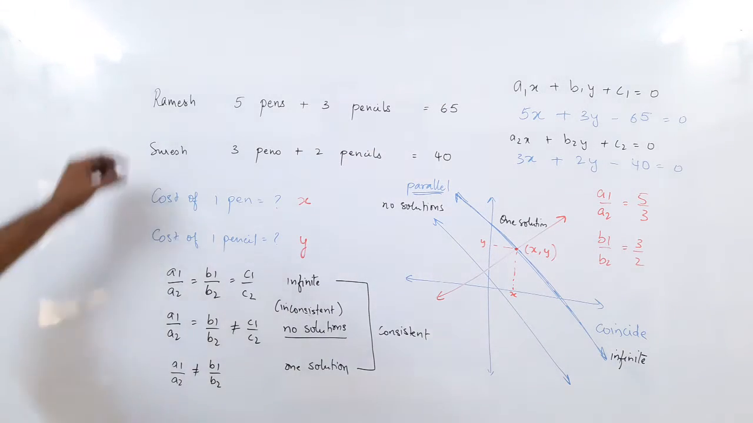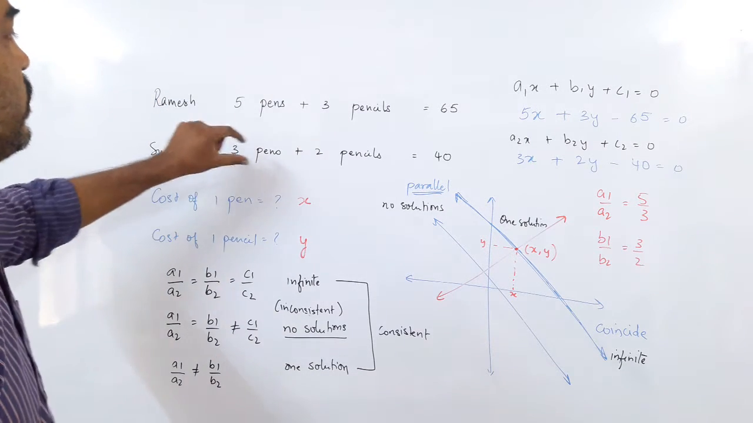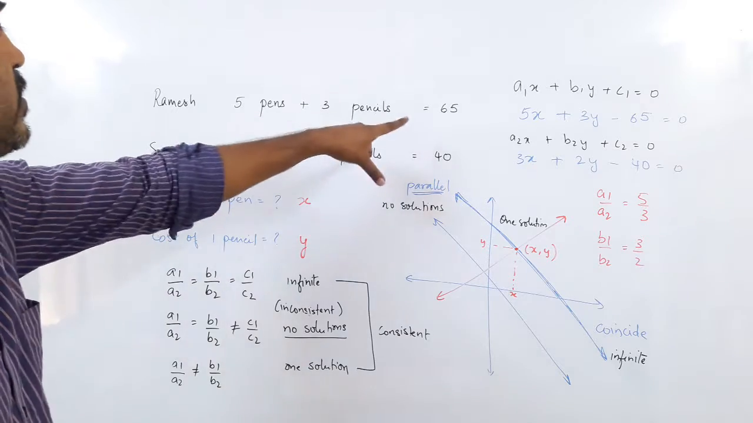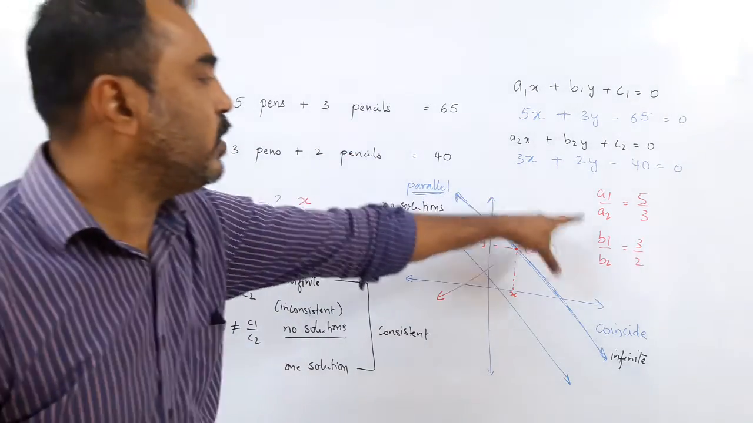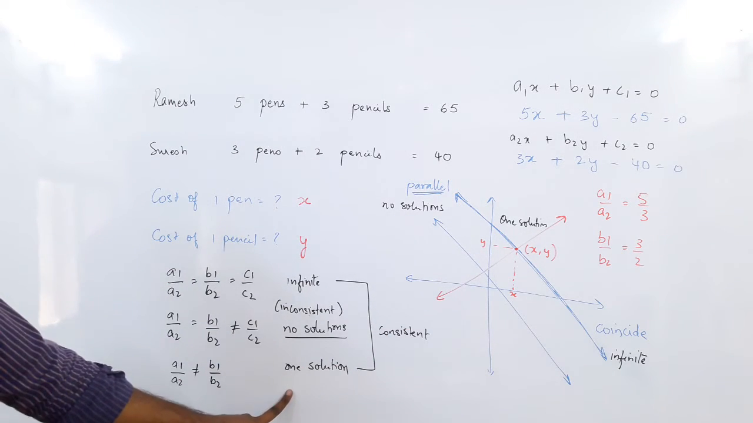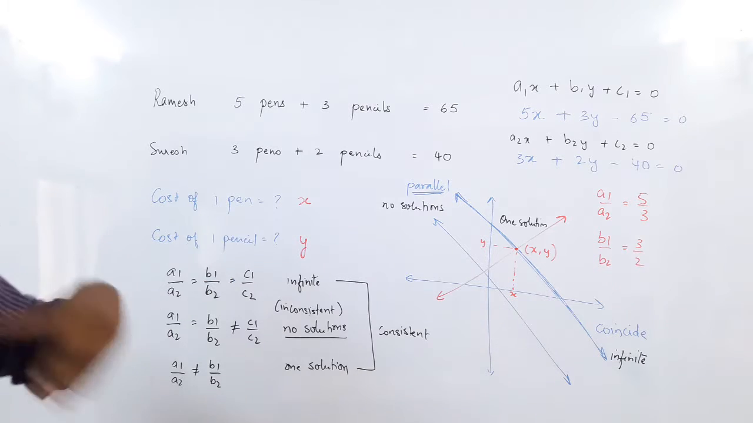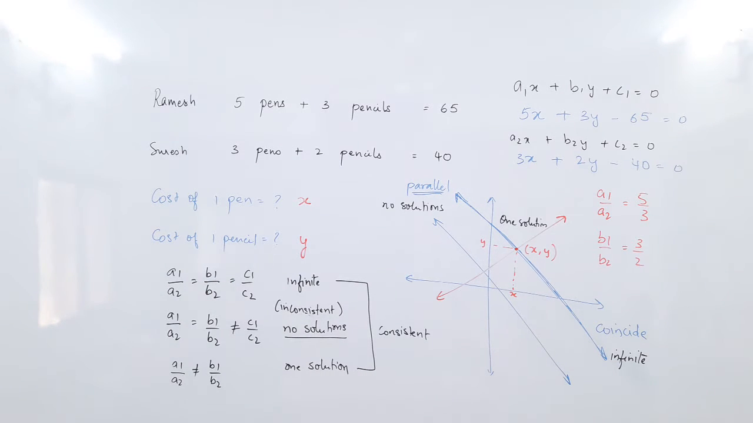So we are going to find out. Ramesh and Suresh have brought pens and pencils. Ramesh has brought 5 pens and 3 pencils. Suresh has brought 3 pens and 2 pencils. Because a1 upon a2 is not equal to b1 upon b2, we will find the solution. How we will find the solution, the methods, we will do next time.